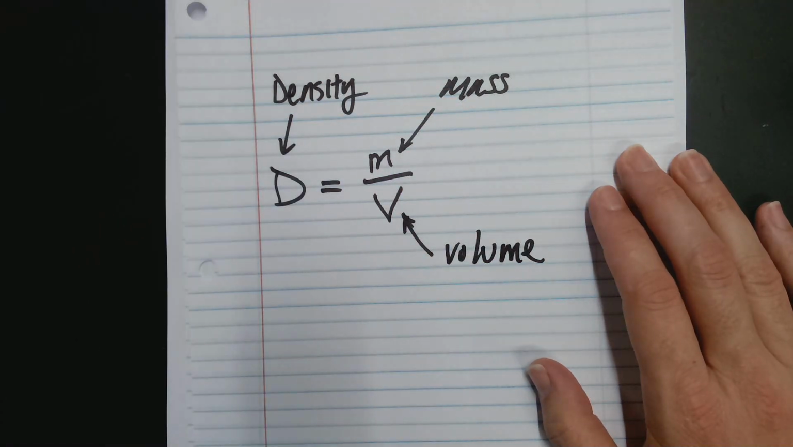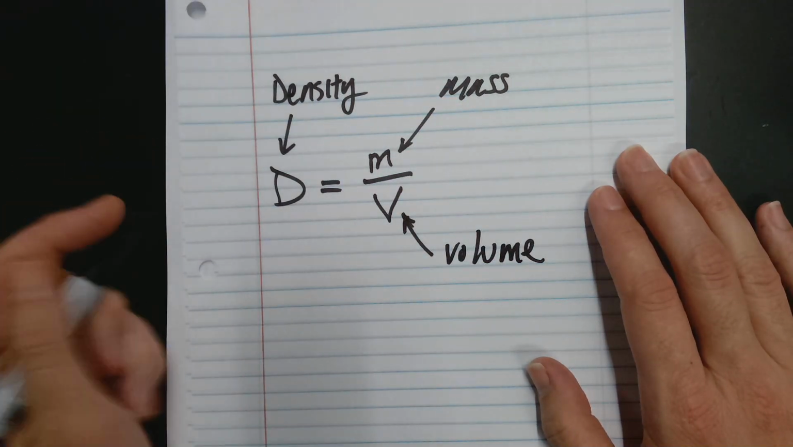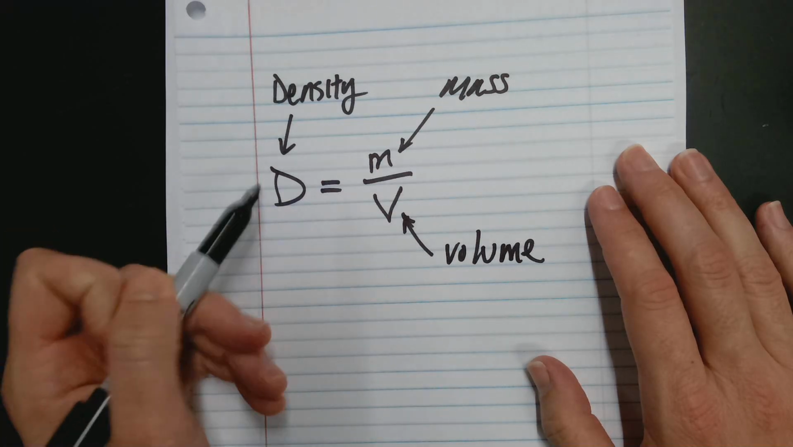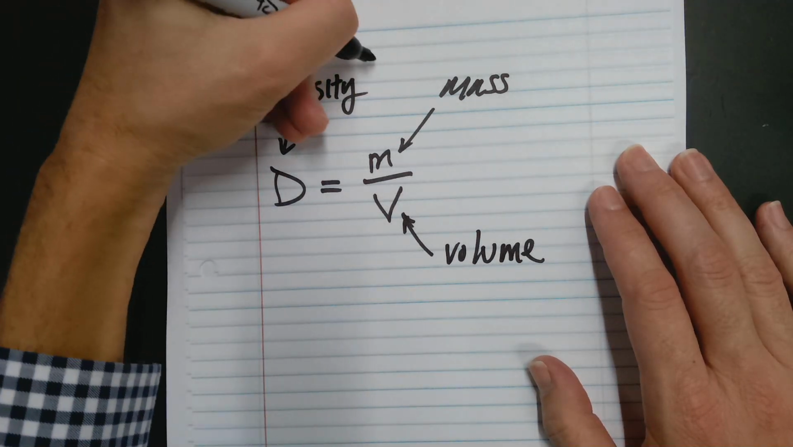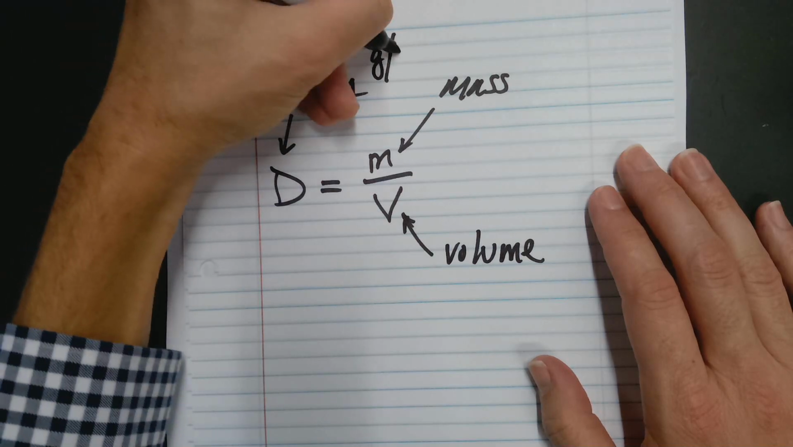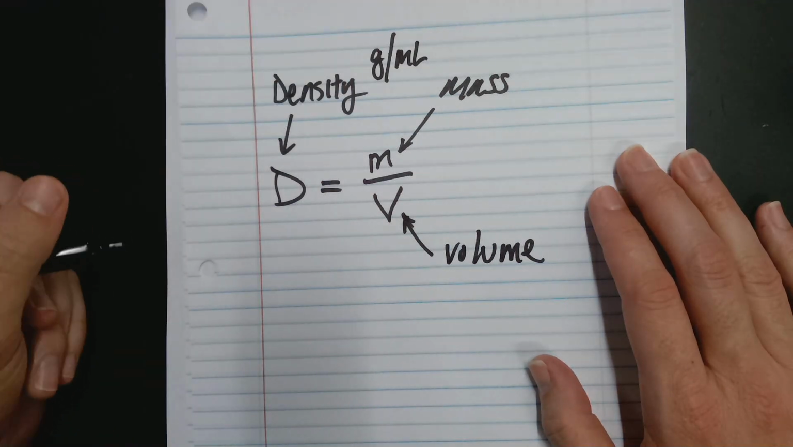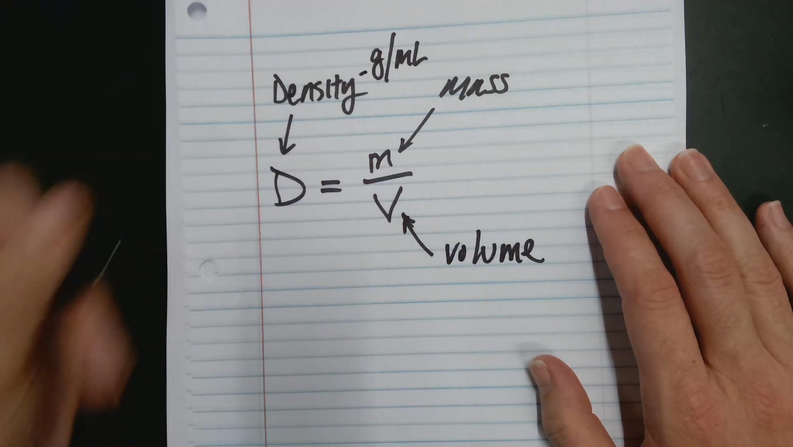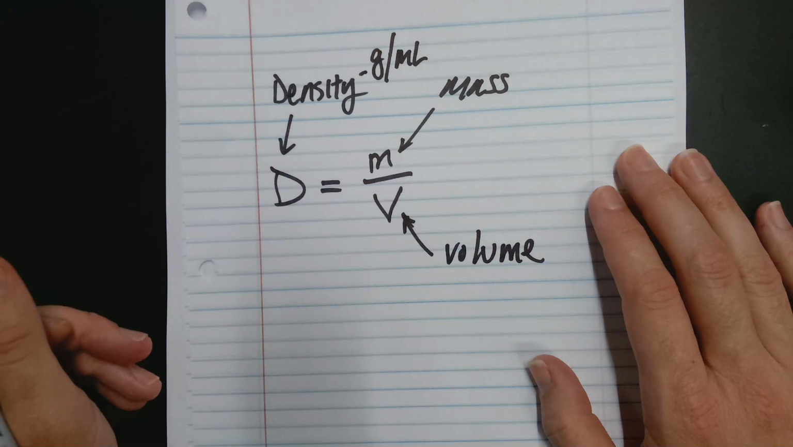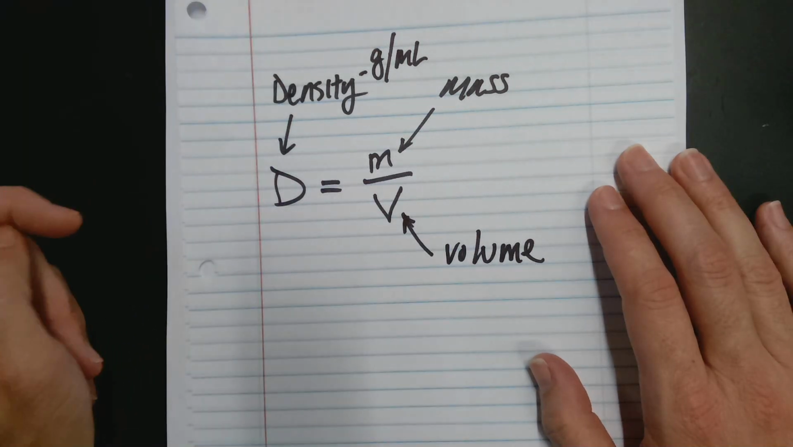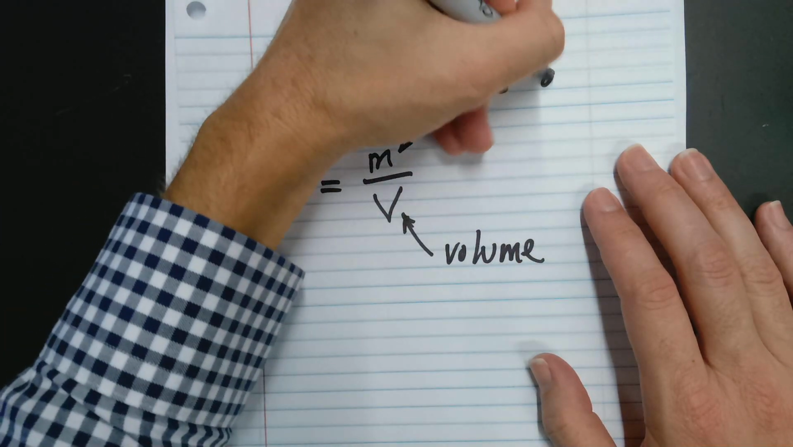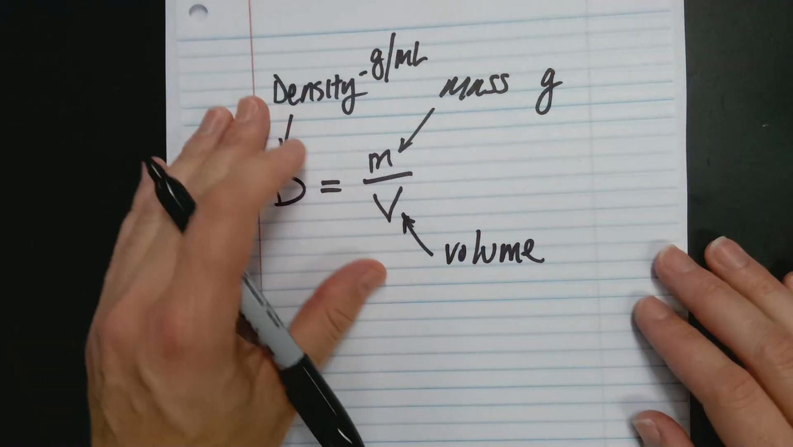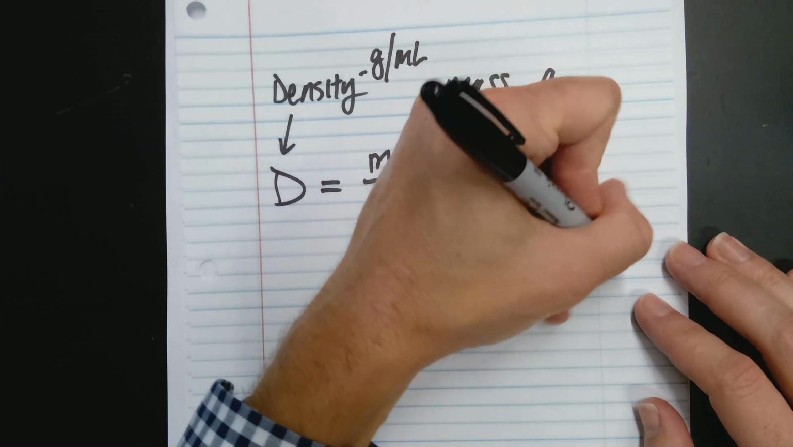Now, you'll know that something is the density either because a problem will tell you it's the density or because of the units. The units for density are grams per milliliter. So if you see a number followed by grams per milliliter, you should be thinking that's a density. Whereas mass, we measure in just grams, and volume, we measure in milliliters.